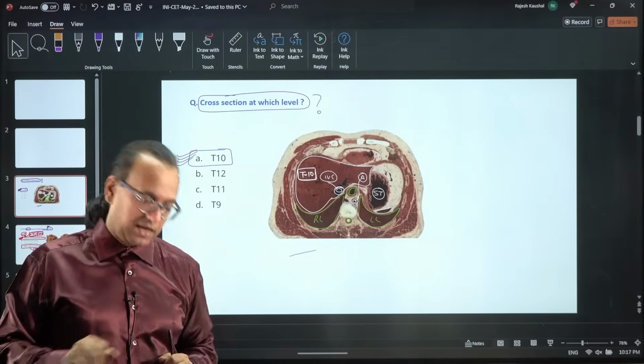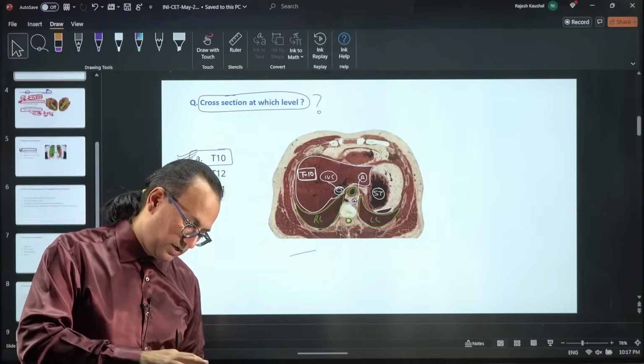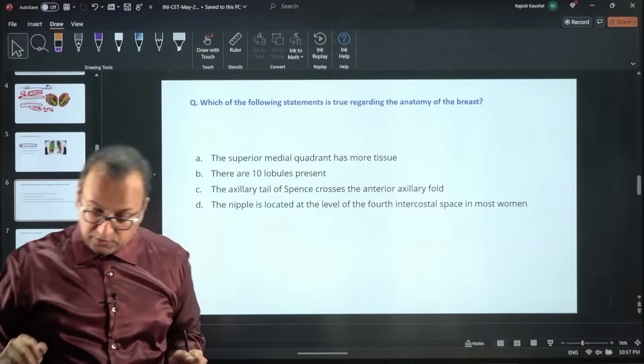We teach like this in AIIMS, but I really doubt other colleges, do they teach like that?